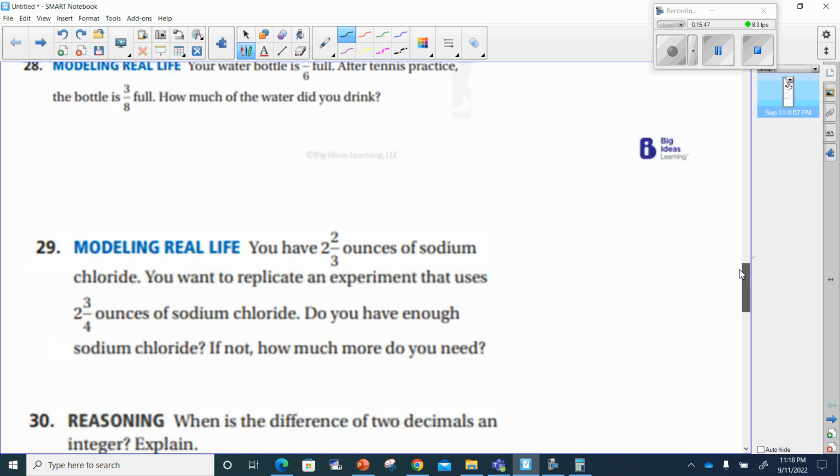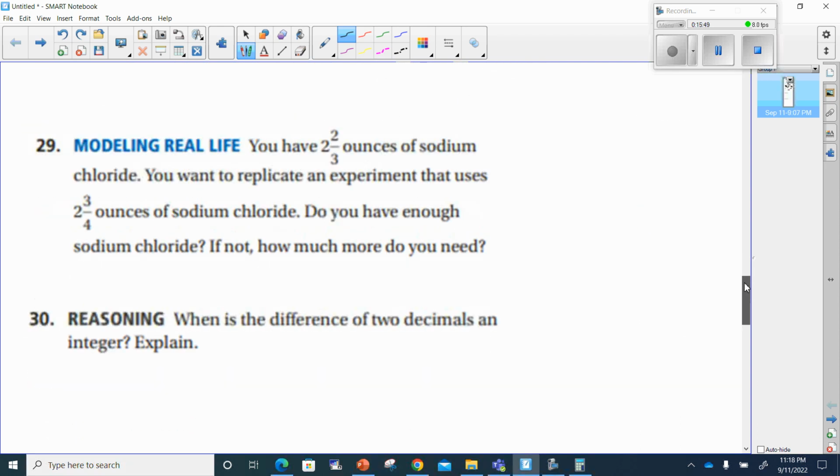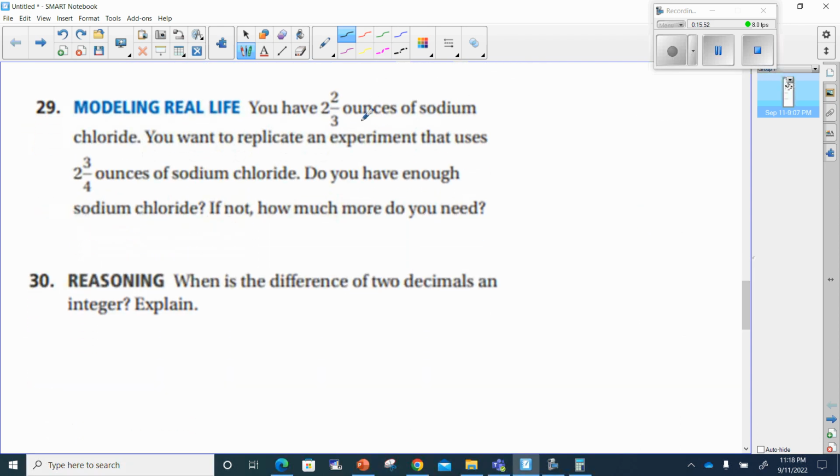All right, let's go to number 29. You have number 28 there. You have 2 2/3 ounce of sodium chloride. You want to replicate an experiment that uses 2 3/4 ounce of sodium chloride. So we're not going to be using, wait a minute, you have 2 2/3 ounce of it. You want to replicate an experiment that uses 2 3/4. Okay. Do you have enough? Okay, so which one is bigger here is what they're asking. If not, how much more do you need?